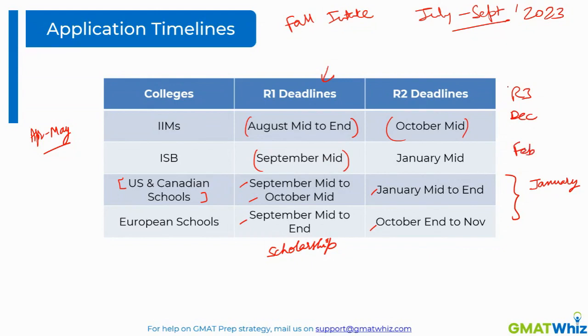Round 3 is something which I generally don't recommend applying in, unless it is the last option that you have. For IIMs it is still okay, but not for ISB at least. I hope this part is clear to all of you.